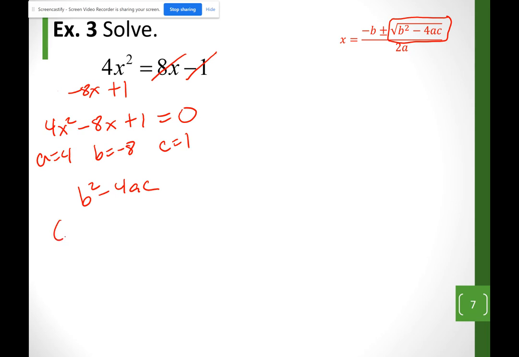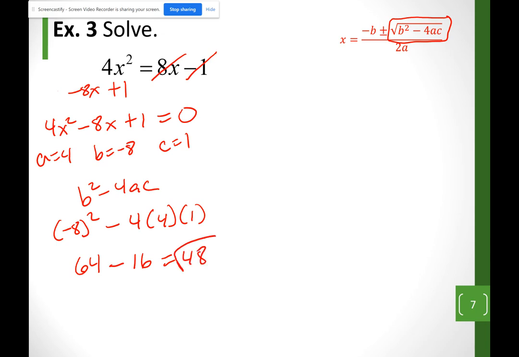Now I'm thinking of this as -8 squared minus 4 times 4 times 1. Right, 4 times A times C. Now here I have -8 squared is 64. Minus 16, right? 4 times 4 times 1. Now 64 minus 16 is 48.